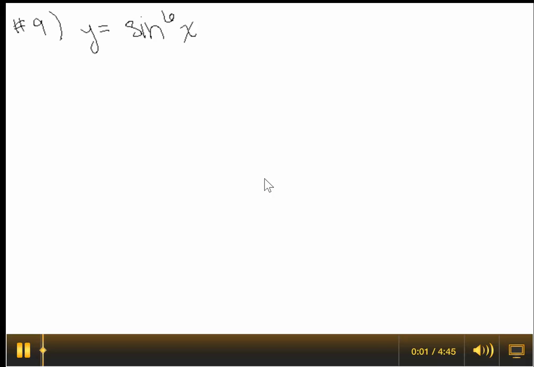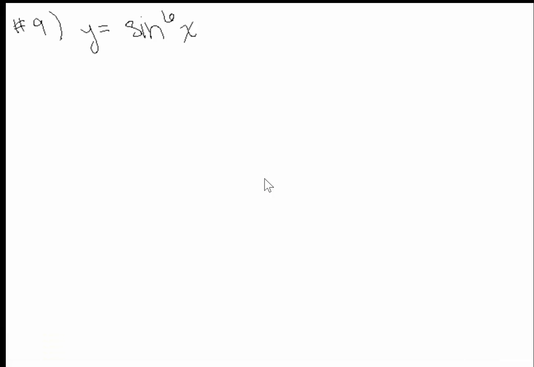Here are some more examples of the chain rule working through odd problems of section 3.7 in your book. So number 9 gives us the equation y equals sine to the 6th power of x. I think for some people the exponent of the 6th, the way it's written, might be kind of confusing. You might even want to rewrite this as sine of x all to the 6th power.